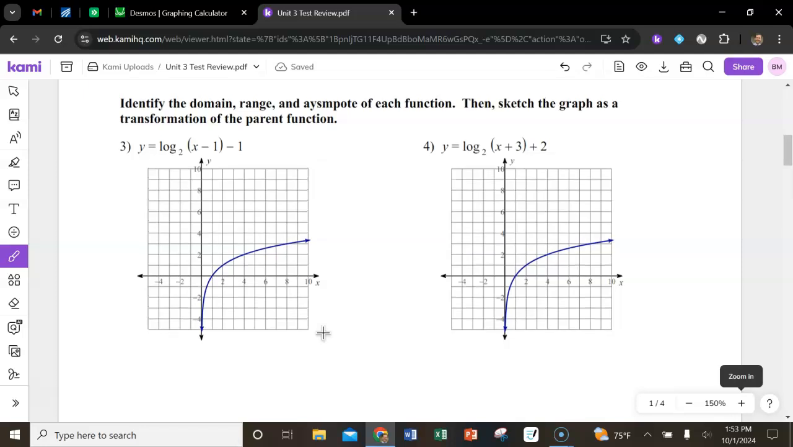With logs, those things kind of switch. So the vertical asymptote, it's now a vertical asymptote instead of a horizontal asymptote. The range is now all real numbers. And so the domain is going to be affected by the asymptote, right? So all parent functions of logs, which is what's graphed here, this would just be log base 2 of x in both cases here. The parent functions have a vertical asymptote at 0, at x equals 0.